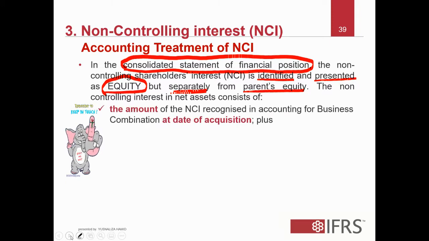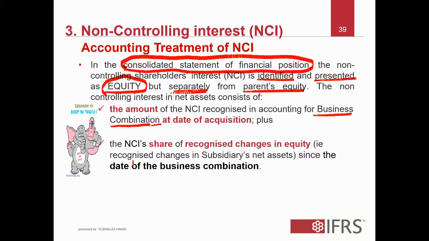Right. So this should be the amount of NCI that is recognized in accounting for business combination, meaning the one on the date of acquisition, the one that arises due to the control being acquired, on the date control is being established. And it should also include the non-controlling interest share of recognized changes in equity, recognized changes in reserve, right?